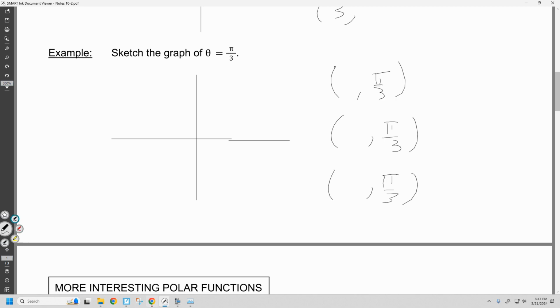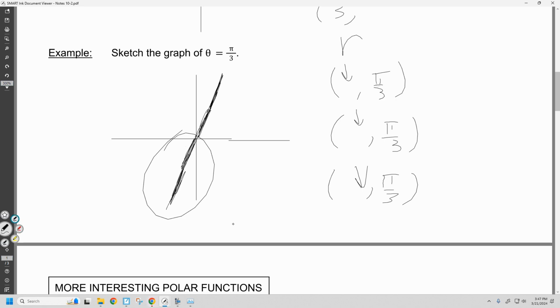Tell your neighbors, what's that look like? If your angle is always pi over 3 and your r can be anything. Must be a line that looks like this, right? Where we're going towards pi over 3. Oh, very good. It could have negative radius. Now, we will be thinking about negative radii land more next class. But before we get there, we need to understand positive radii land, positive polar graphs.